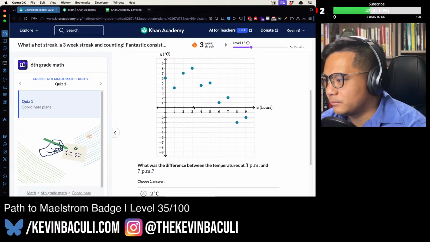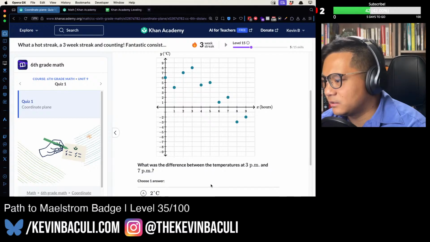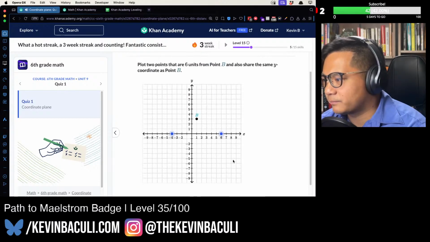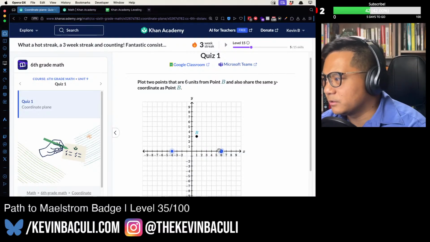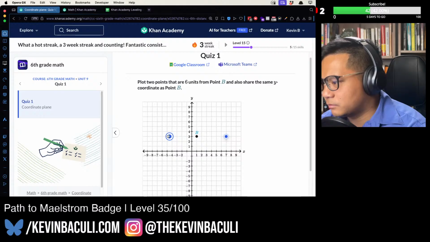3 p.m. 7 p.m. So that's 8, 6 degrees. Plot 2 points that are 6 units from point B. Just in what coordinates B? So it's at 1, -6, and then +6 is 7.